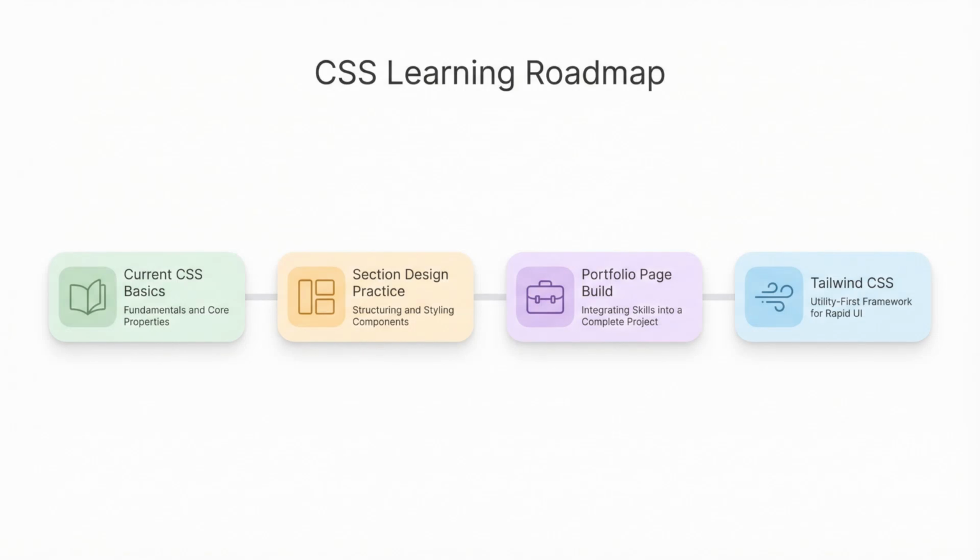The instructor lays out a clear learning plan for the class. They're not ending CSS entirely, rather they're wrapping up the foundational CSS concepts and transitioning into something more practical. The next step is learning how to build a complete portfolio page from scratch, which will serve as a hands-on project. After that, the class moves into Tailwind CSS.